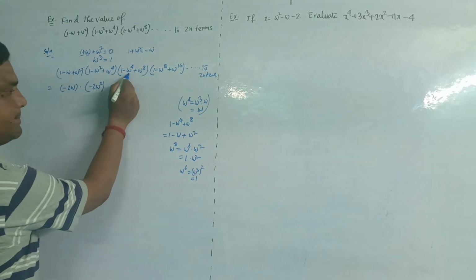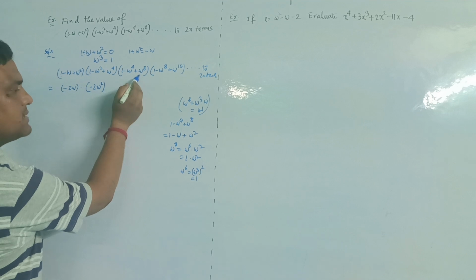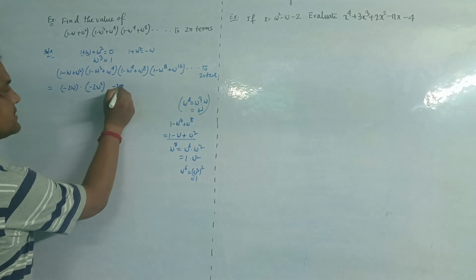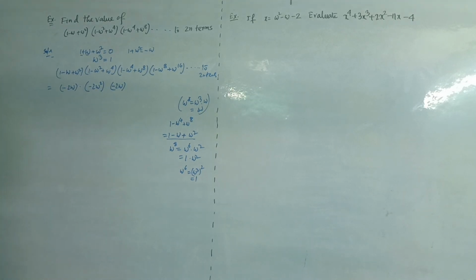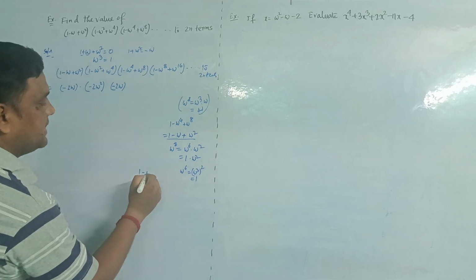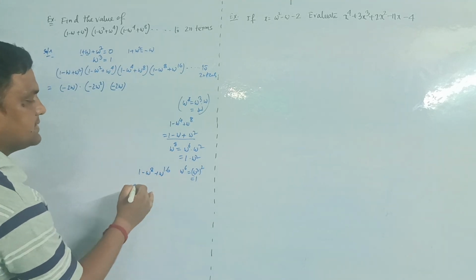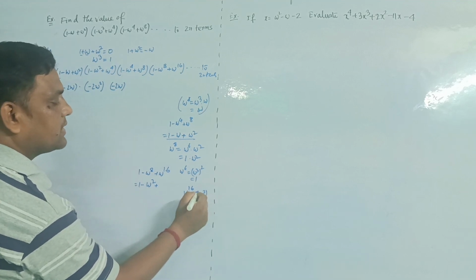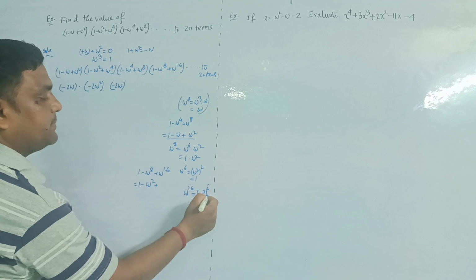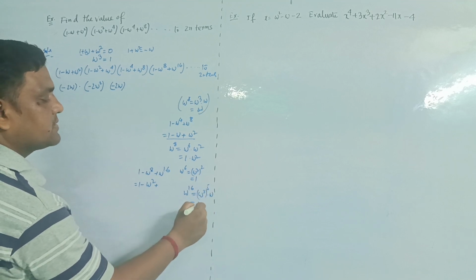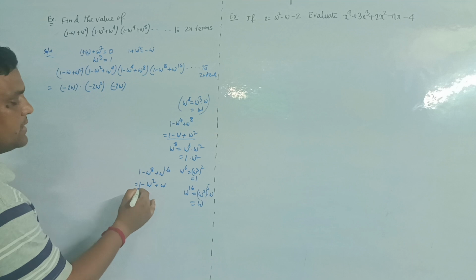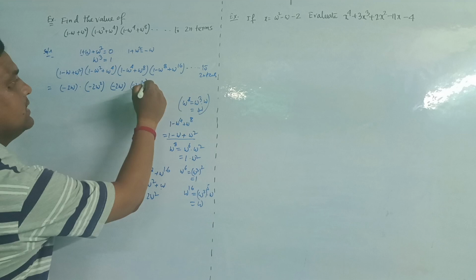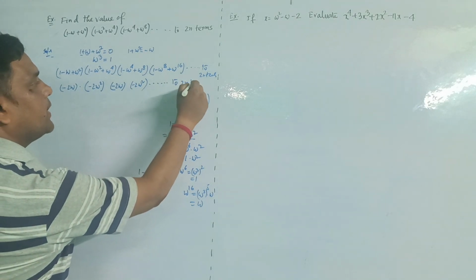So 1 minus omega plus omega square, this term: again 1 plus omega square is equal to minus omega, so this will become minus 2 omega. Similarly, 1 minus omega to the power 8 plus omega to the power 16. So 1 minus omega square, and omega to the power 16 can be written as (omega cube) whole to the power 5, 3 fives are 15, into omega. So this is equal to omega. So again 1 plus omega means minus omega square. So this can be written as minus 2 omega square. And continuing this process to n terms.